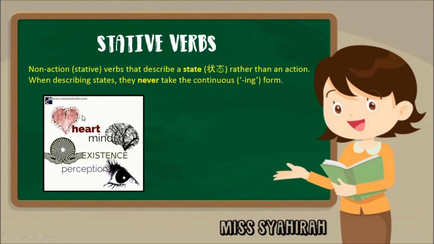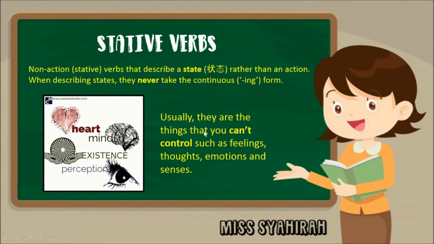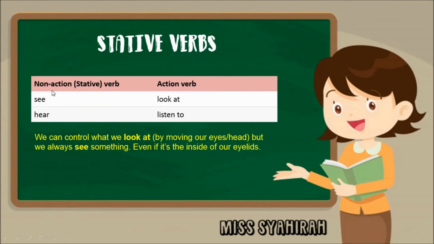So, for example, it involves heart, mind, existence, perception. Usually, they are the things that you cannot control, yang kamu tak boleh kawal, such as feelings, just like now, love, right? Thoughts, emotions, and senses. Apa yang fikir, apa yang kamu rasa. Okay, for example, non-action verbs, stative verbs.